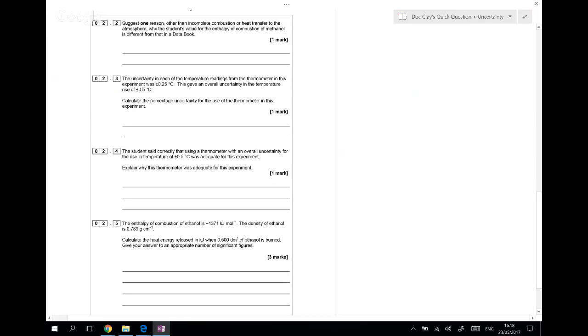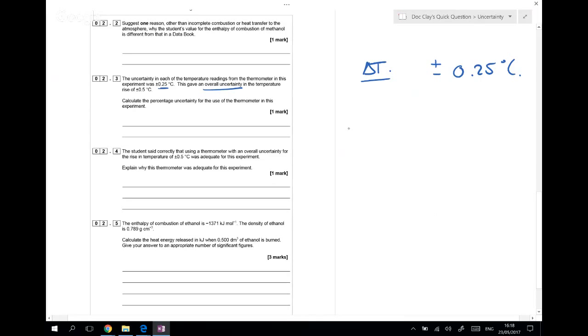2.3. The uncertainty in each of the temperature readings from the thermometer in this experiment was plus or minus 0.25. So we're measuring a change in temperature, okay, and we're told that the error here is plus or minus 0.25 degrees Celsius. Now, what we're then told is this gave an overall uncertainty in the temperature rise of plus or minus 0.5.